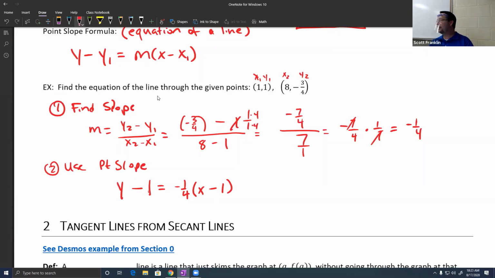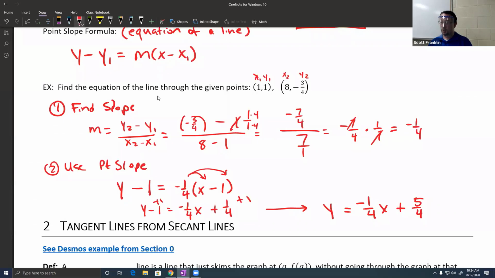Generally, in the context of homework or a test in calculus, they may tell you what form they want the answer in. The most commonly asked for form is the one we came up with earlier, y equals mx plus b. So if we wanted to simplify this and get it to y equals mx plus b form, we just have to do a little algebra and get y by itself. If I solve it for y by distributing this across, I have y minus 1 equals negative 1/4 x plus 1/4. And then if I add 1 to both sides to get y by itself, I have y equals negative 1/4 x plus 5/4. 1/4 plus 1, or 4 over 4, is 5/4.